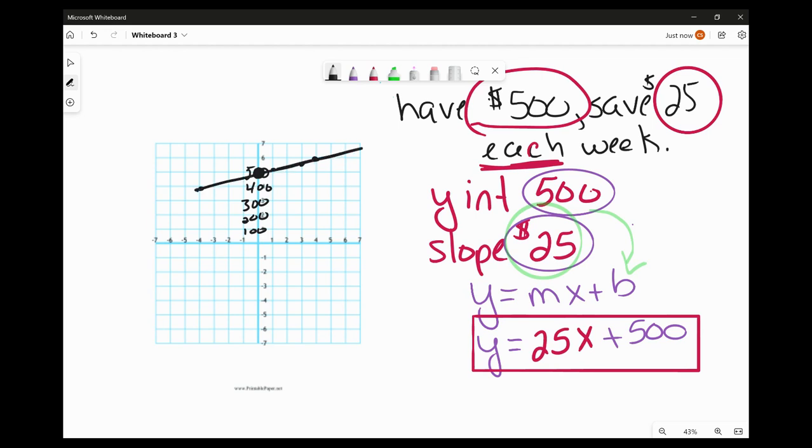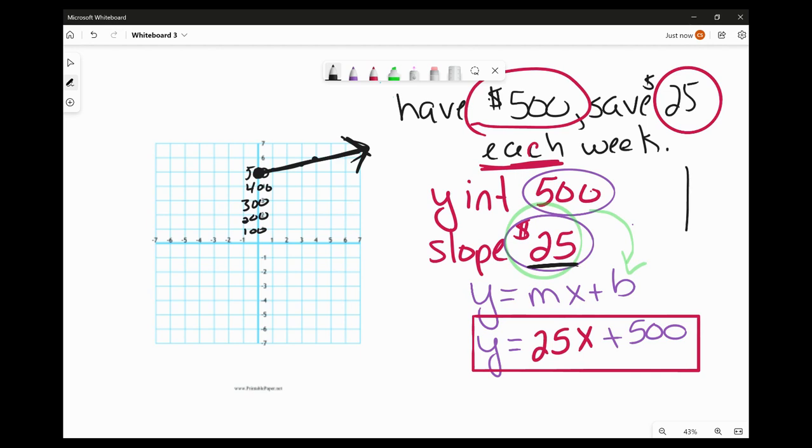Now, let's talk about what makes sense here. Does it make sense that we have negative money when we have $500 and we're only saving? It does not. So this would be actually just a one quadrant. It's just going to go from 500 and up, even though that's not real life and we do spend our money, right? And sometimes we have negative balances in our bank accounts, which is sad. But the truth is, the goal is to start at 500 and only be moving in a positive direction because we continue to make $25 into our account each week.